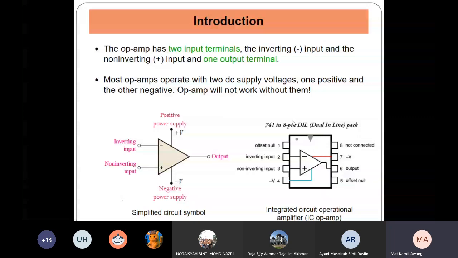So this is the configuration for the 741. 741 is the OpAmp model in an 8-pin DIL package. DIL means dual inline package. So you don't need to know what DIL is. This is just to show you an example of what the configuration of the IC looks like.